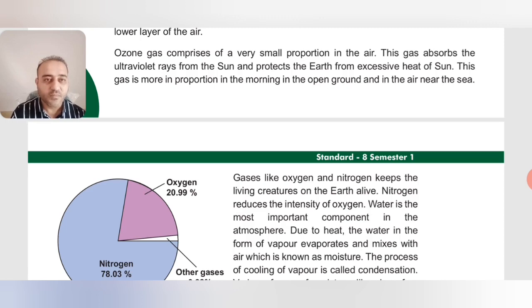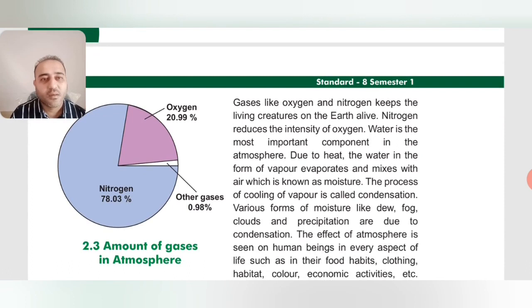Okay, now further there is a pie chart given where you can see that different gases are there. That is, 78% is almost nitrogen, 21% approximately is oxygen, and the other gases, that is carbon dioxide, helium, and other gases are 0.98% on the earth. So gases like oxygen and nitrogen keep the living creatures on the earth alive. Nitrogen reduces the intensity of oxygen.